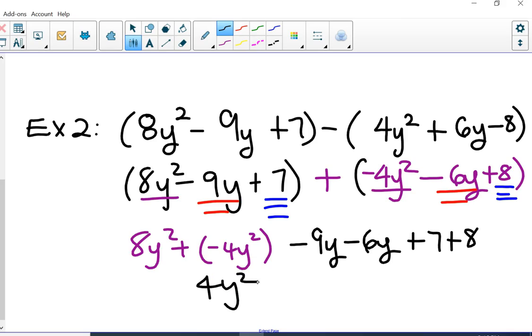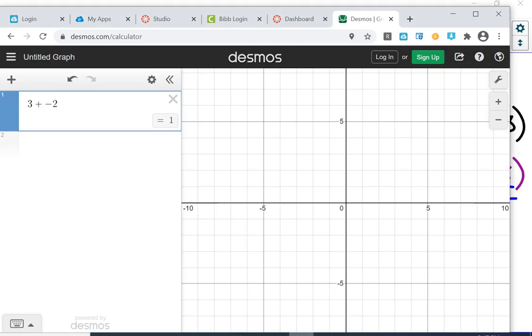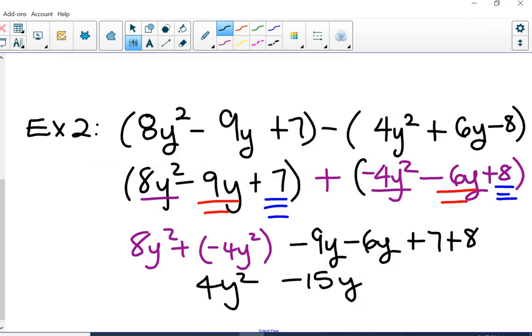Negative 9 minus 6. If it's the same sign, you add and you take the sign. So 9 plus 6 is 15. That will be negative 15y. Or negative 9 minus 6. Go to Desmos if you're not sure and type it in. Minus 9 minus 6. Okay, you see it down here, it says negative 15. Next I have plus 7 plus 8.